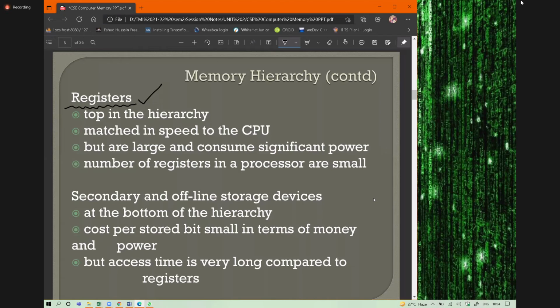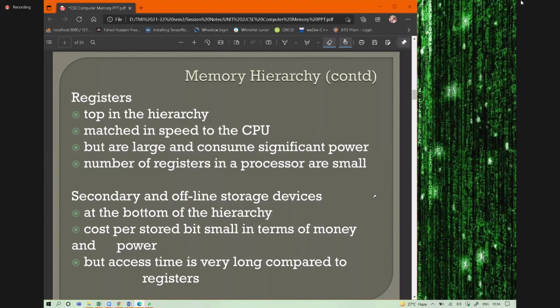Okay, but it requires lots and lots of power. And second thing is that it's very, very expensive. We cannot afford it to have in GBs. Register memory is in KB, kilobytes. Very, very expensive in nature. That's why generally we cannot have register memory in huge quantity.